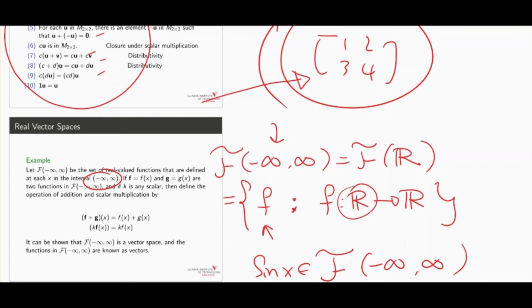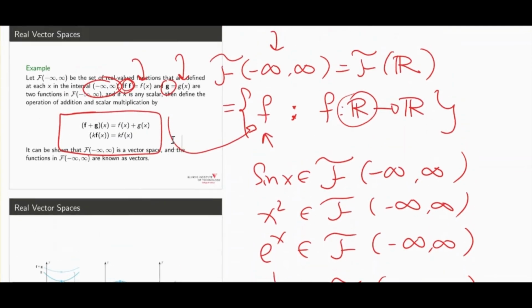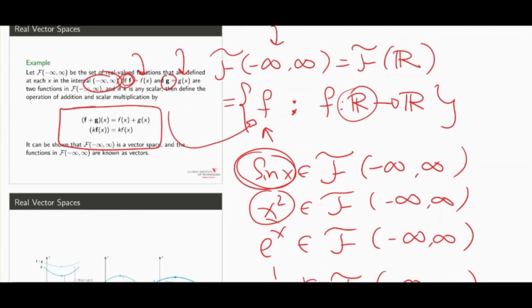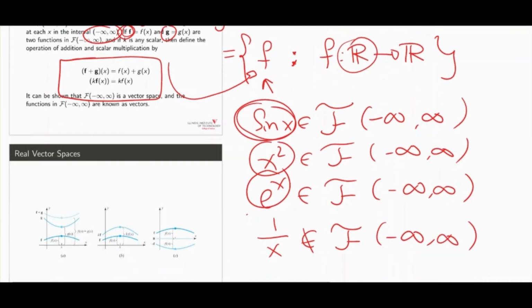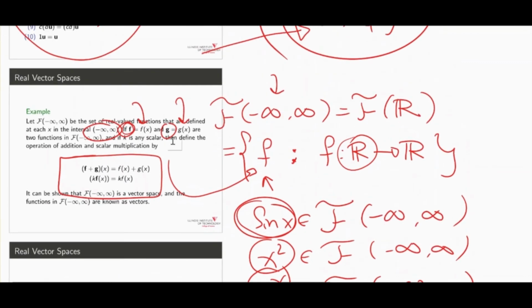Now we are looking at the elements in this set. We call them f, which is f(x), and g, which is g(x). And the way we define addition and scalar multiplication is this. When you look at the function sine x, or x squared, or e^x, we don't care about this one right here. But all the functions here, we can add them and we can do scalar multiplication.